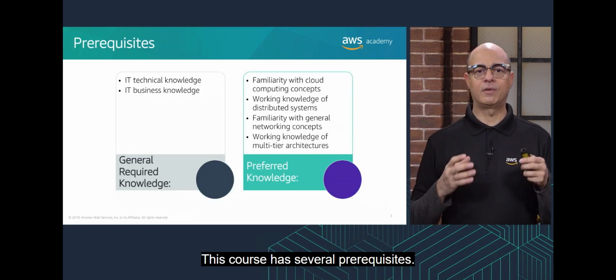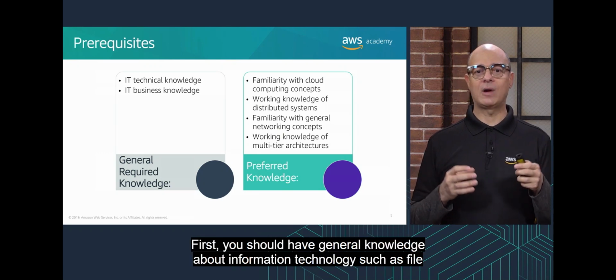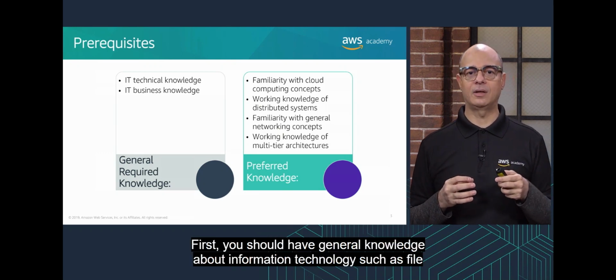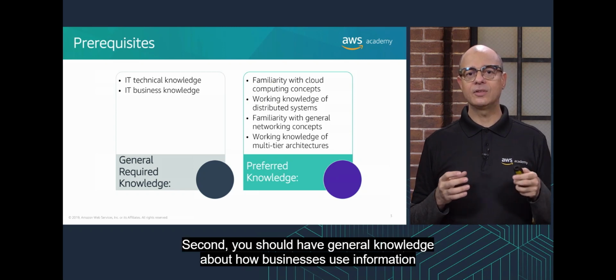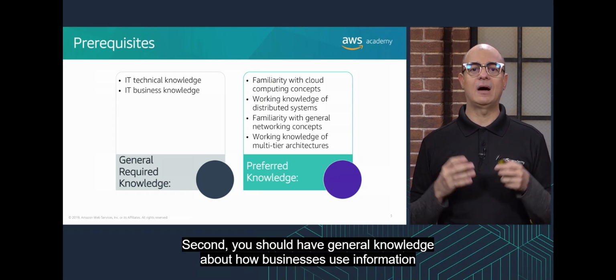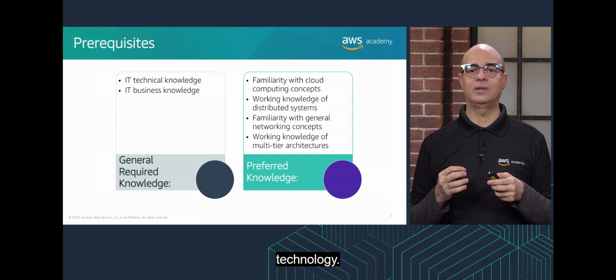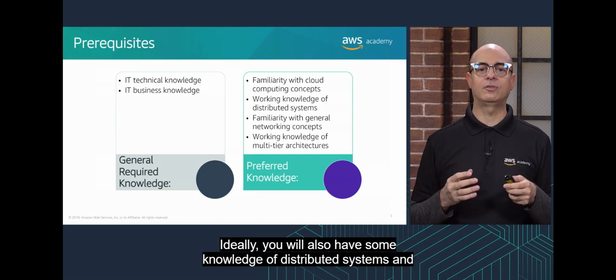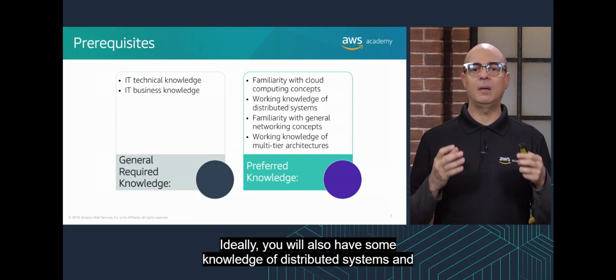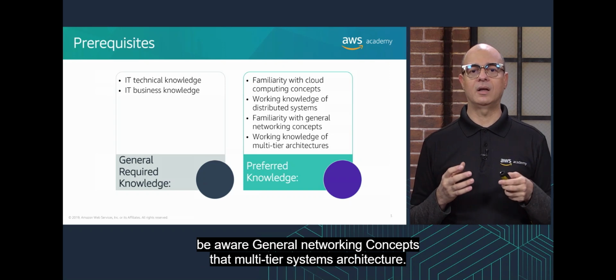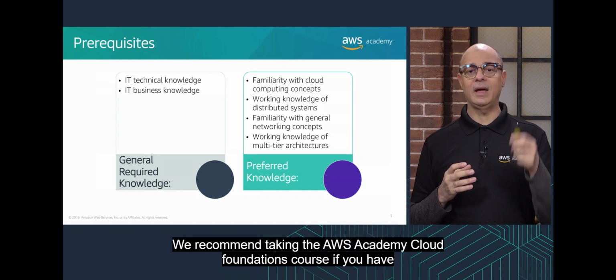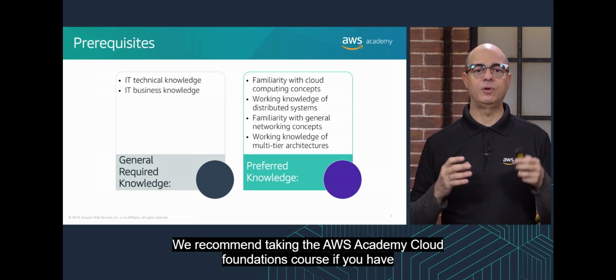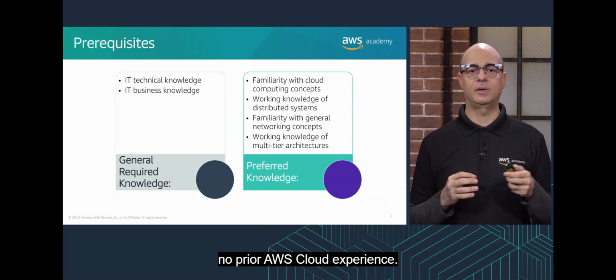This course has several prerequisites. First, you should have general knowledge about information technology, such as file management and how to navigate the internet. Second, you should have general knowledge about how businesses use information technology. Ideally, you will also have some knowledge of distributed systems and be aware of general networking concepts and multi-tier systems architecture. We recommend taking the AWS Academy Cloud Foundations course if you have no prior AWS cloud experience.